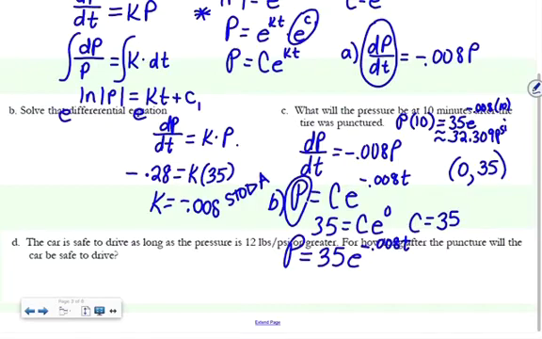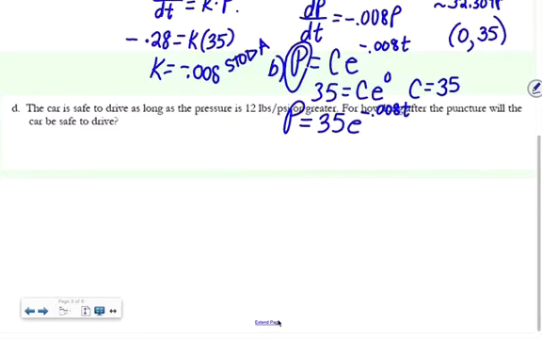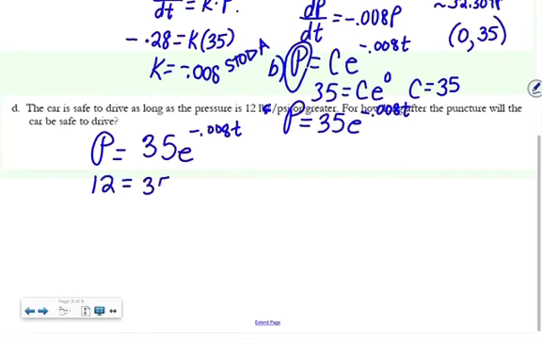Okay, so I kind of did a mess there for A, B, and C, but that was A, B, and C. Now part D says the car is safe to drive as long as the pressure is 12 pounds per square inch. Erase that other pounds per pounds. For how long after the tire is punctured can you drive safely? So that equation that we just found, P equals 35 e to the A t. How are we going to solve to find out the time when it's going to be safe to drive? And this is where the pre-calc part is going to come in because we're going to solve a lot of equations. Where does the 12 go? In for P.